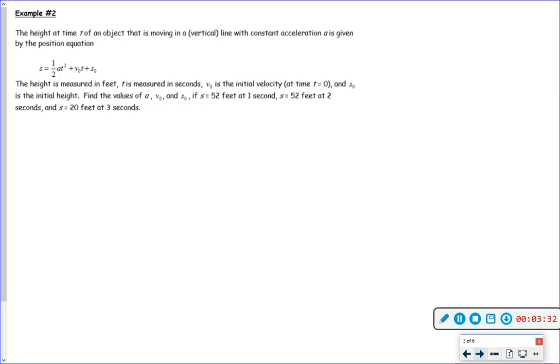Okay, so here, s is 52 at t equals 1. I'm going to make the first equation out of this. So clearly I'm going to put 52 in for s. I'm going to replace the t's up here with 1. Now I know some of you can do the simplifying in your head. That's totally fine. I'm just going to write it out for right now.